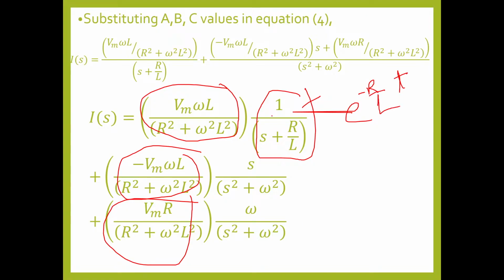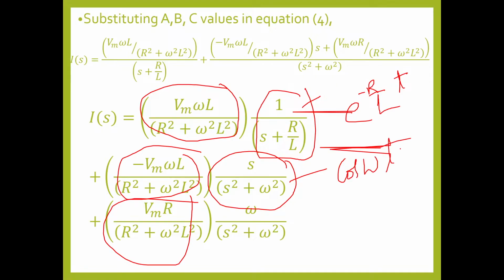You'll get the inverse Laplace of this term. The inverse Laplace of s divided by s square plus omega square, you will get cos omega t.